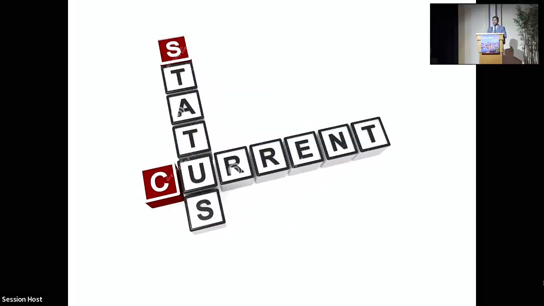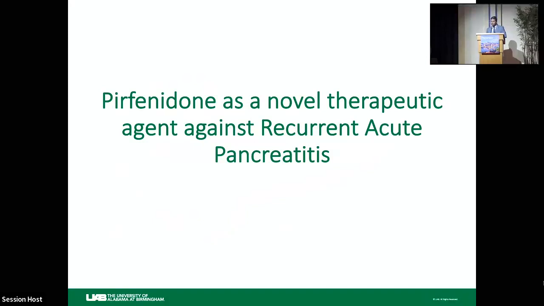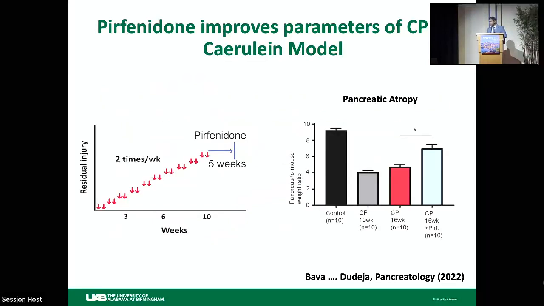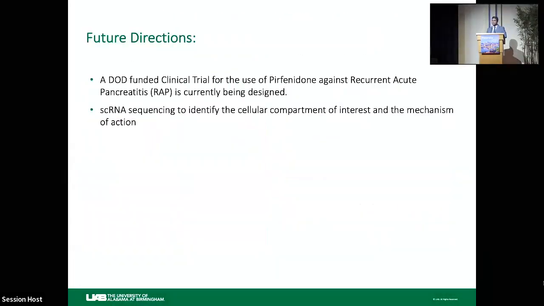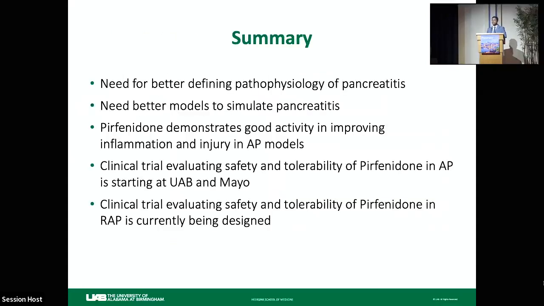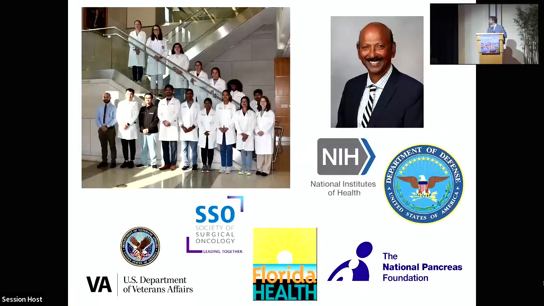The current status of this trial is that everything is set in place. It just happened this week, and we are expecting to start recruitment of patients from next week. We also published that pirfenidone is effective against RAP as well as CP, which are fibrotic diseases. And we have a clinical trial funded by DOD for testing pirfenidone against CP, and we are currently in the design phase of this trial. This is our group. Thank you.